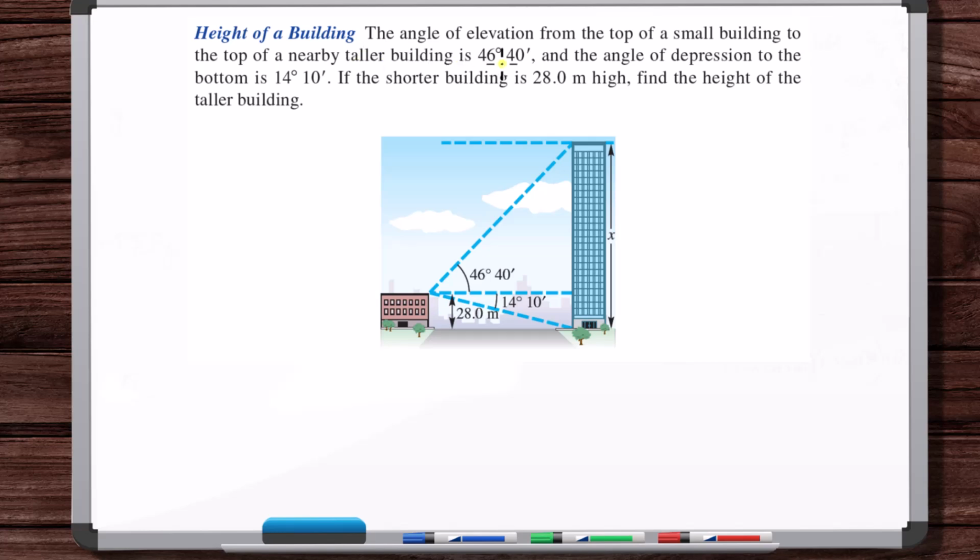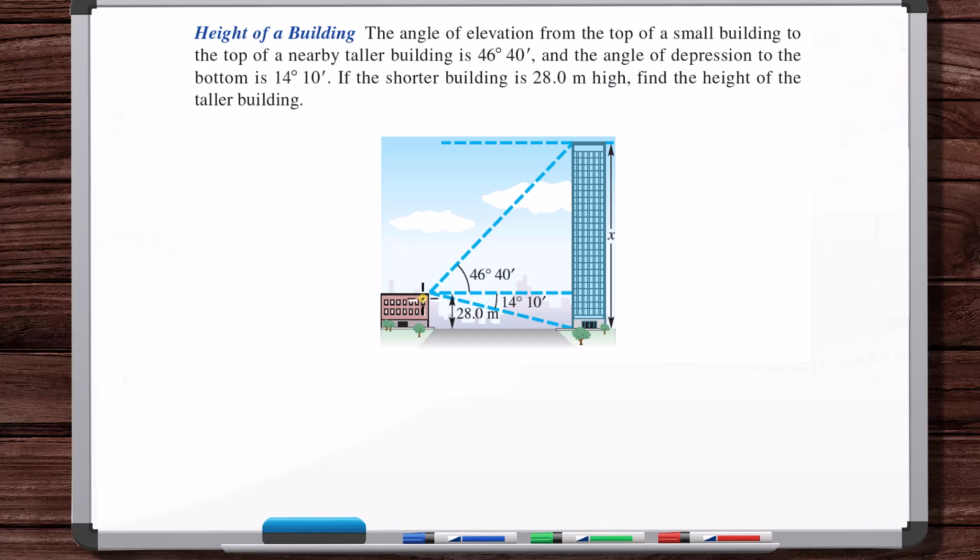The angle of elevation from the top of a small building to the top of a nearby taller building is 46 degrees 40 minutes. And the angle of depression to the bottom is 14 degrees 10 minutes. If the shorter building is 28 meters high, find the height of the taller building.